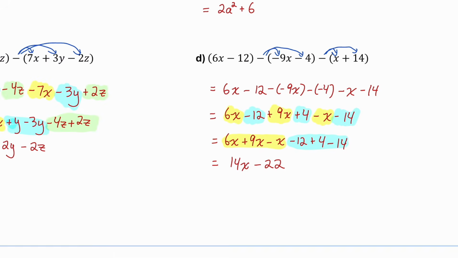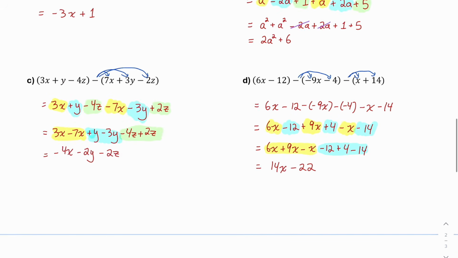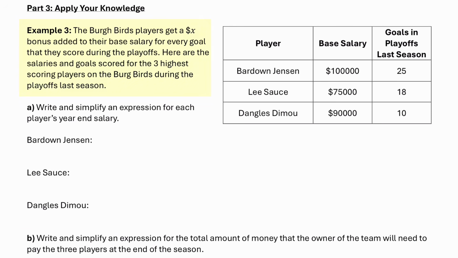And then to finish off the lesson, let's do one final application question. It says the Berg Birds players get an X dollar bonus added to their base salary for every goal they score during the playoffs. Here are the salaries and goals scored for the 3 highest scoring players on the Berg Birds during the playoffs last season. Let's write and simplify an expression of each player's year-end salary.